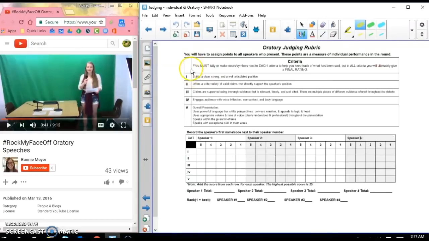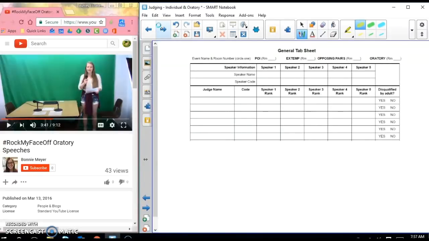As with anything, you are going to have to put notes and symbols next to each criteria to keep track of what is said. This is something that parents, adults, anybody who's in the room is going to be tracking to make sure that you do. Please understand that at the end of every round, an adult in your room is going to come around with this tab sheet.